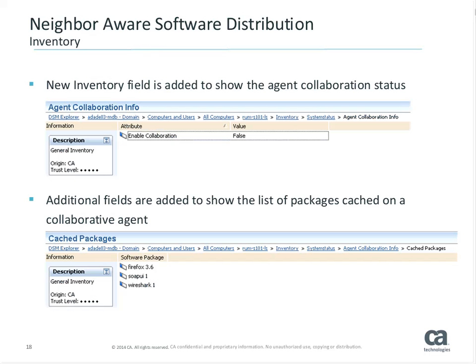Okay, so here, basically, this is just a view of what some of your configurations will look like. Agent collaboration info. Is this agent configured, yes or no, to participate in the agent-aware process? And then below, on the bottom half of the screen, is a list of, in this case, which packages are available to be gathered via location aware.